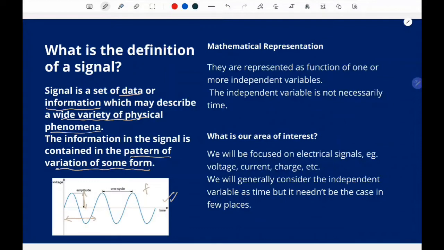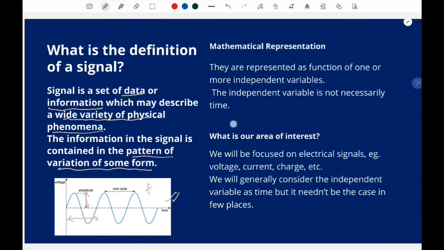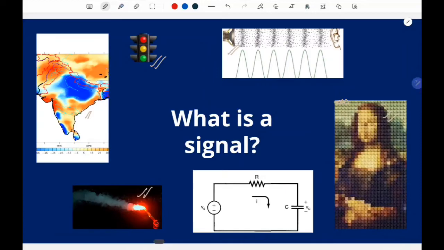And coming to the mathematical representation of a signal. Signals are represented as functions of one or more independent variables. So what are independent variables, right? If you go back to our previous example itself, if you see this sound signal, this variation is a function of not just time. At a point, it is varying with time also. Let's say the disturbance at this point is varying with time. But if you take a snapshot, it is no more varying with time. But you see it is varying with distance. So here the independent variable is distance.